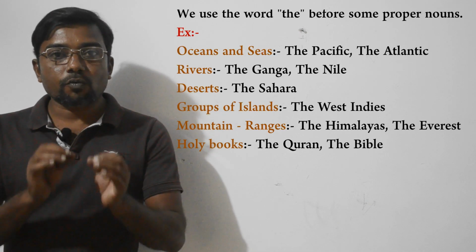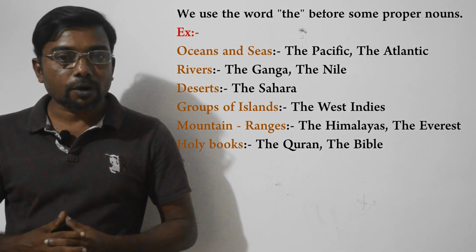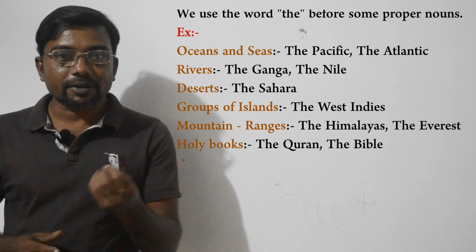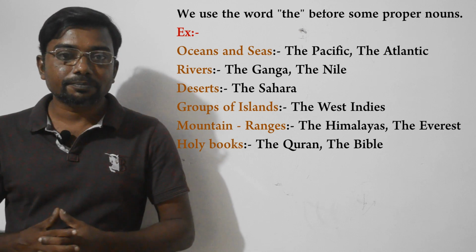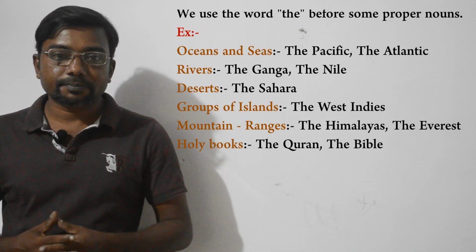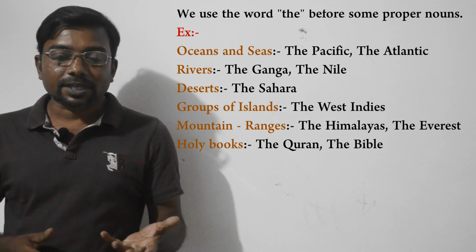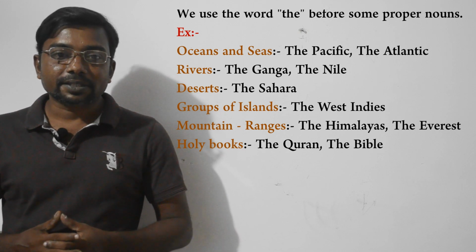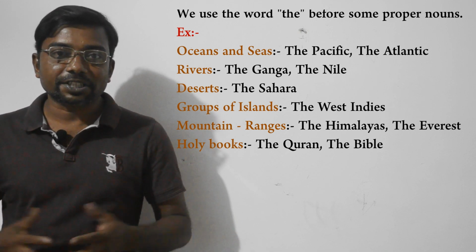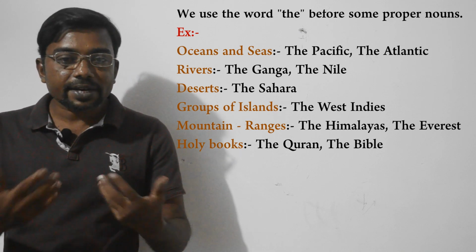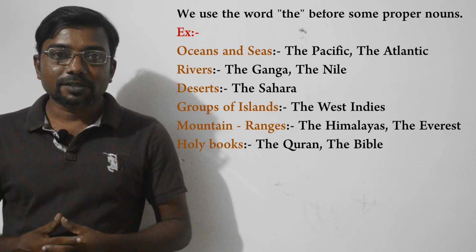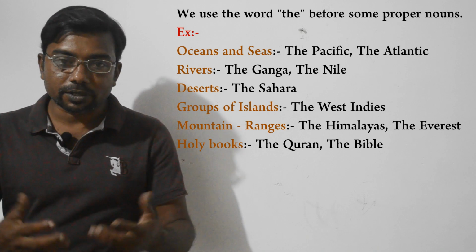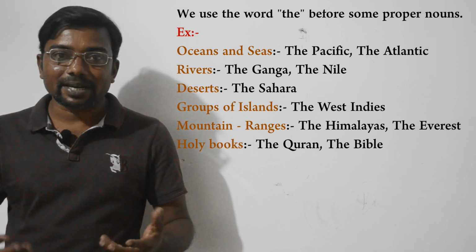We can use the definite article the before some proper nouns. Look at these examples. We can use the with oceans and seas. For example, the Pacific, the Atlantic, and also rivers. The Ganga, the Nile, deserts, the Sahara Desert, then a group of islands, the West Indies. Then we can use it to talk about mountain ranges. For example, the Everest, the Himalaya, as well as holy books, the Quran, the Bible.